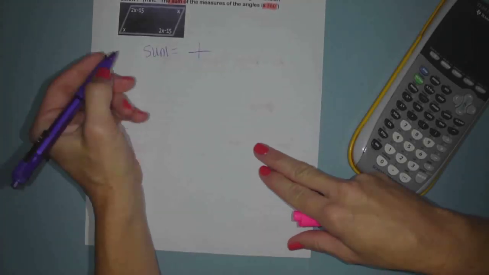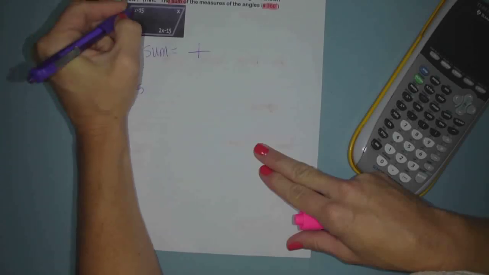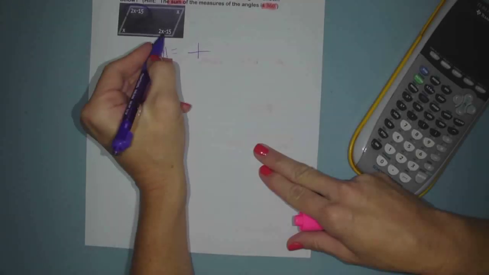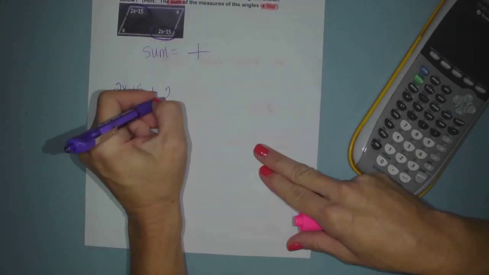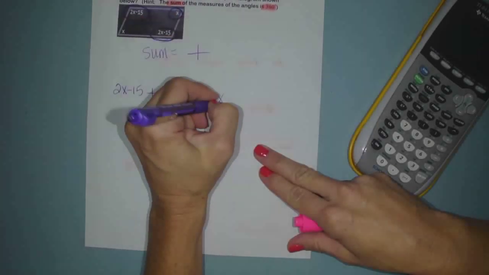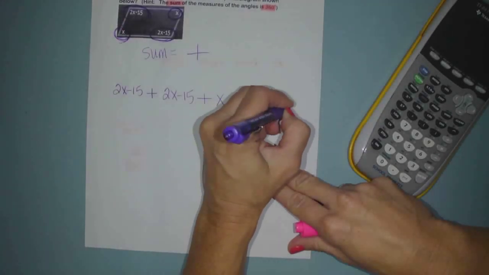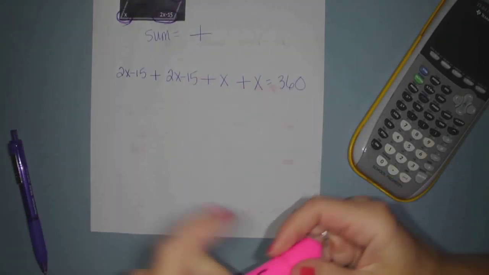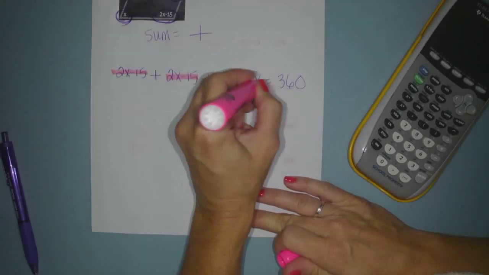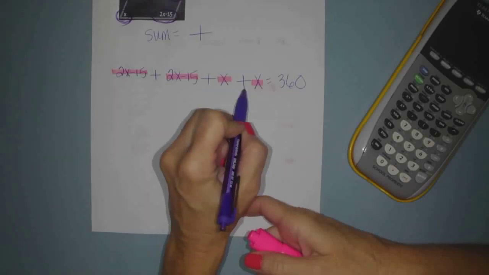And of course, they're being very abstract with us with these x's. So why don't we just do it? We know that if we take 2x minus 15, that's this one, plus another 2x minus 15, plus an x, plus an x, we get 360. Simple enough. So here are my 4 angles. Here's angle 1, angle 2, angle 3, and angle 4. Total is 360. These pluses are just summing them up.